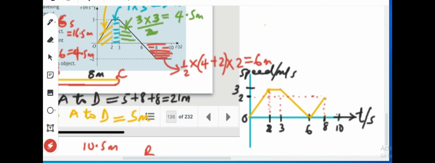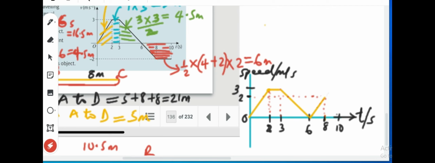Let me explain again. Constant acceleration in the forward direction, that is here for speed against time. Constant speed in the forward direction, that is here. Constant deceleration in the forward direction, that is here. Now from 6 to 8 seconds, it is constant acceleration in the backward direction. Since for speed against time we're not concerned about direction, only about magnitude, and the magnitude is constant acceleration, that's why it's going to be like this.